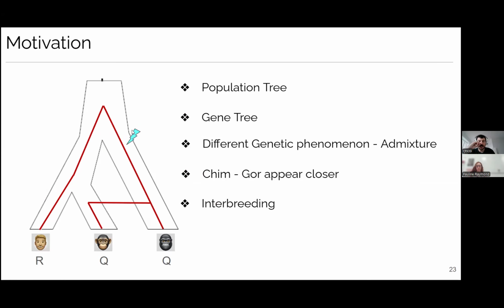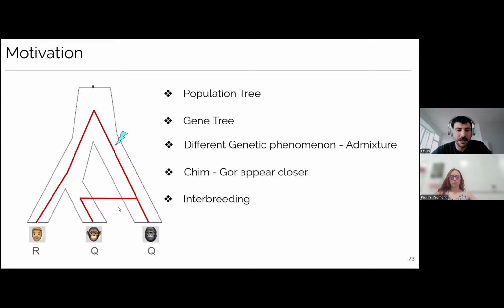Finally, a different genetic phenomenon known as admixture or interbreeding can also cause the same issues. For example, imagine there was a mutation right here in the gorilla lineage, but then somehow chimpanzees and gorillas interbred. And then chimpanzees ended up having the Q mutations with the gorillas and appearing closer to them on this specific spot.